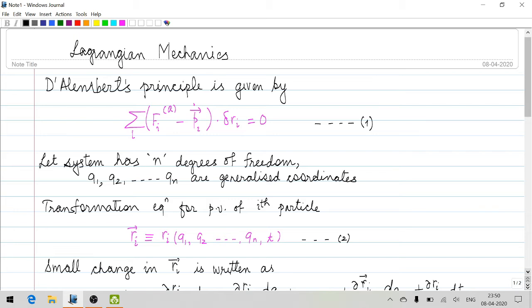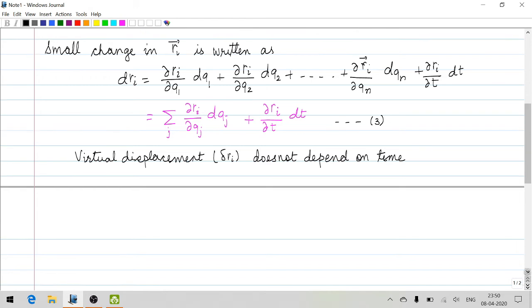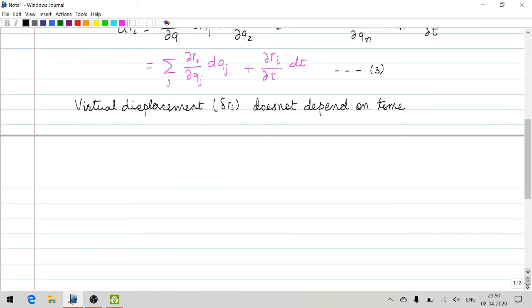So all of you know this. So the last term in equation 3 will not be present over here, otherwise the things will remain as they are. So delta Ri would be summation over j dou Ri upon dou qj delta qj. This is your equation number 4.